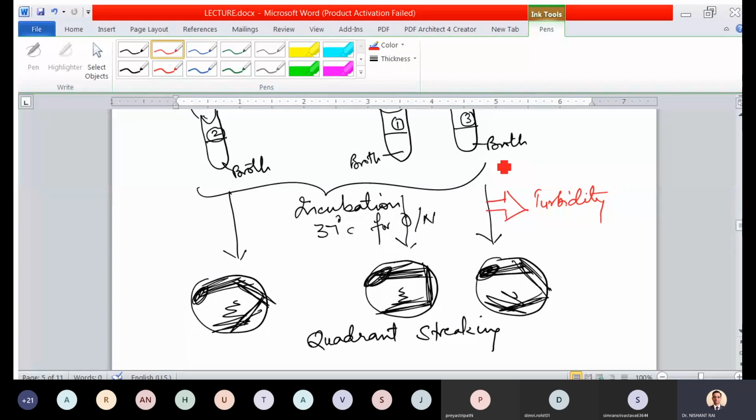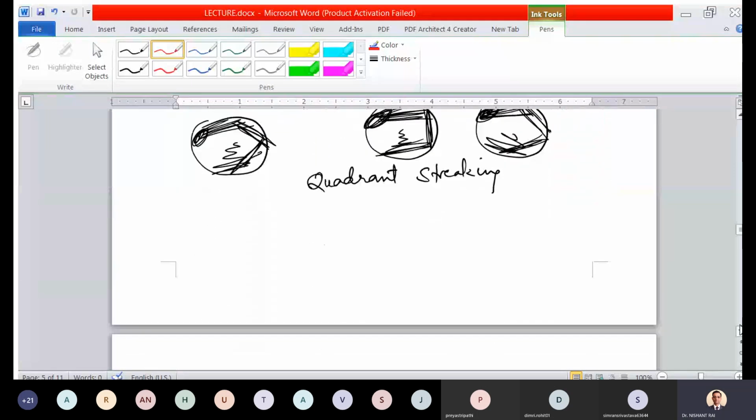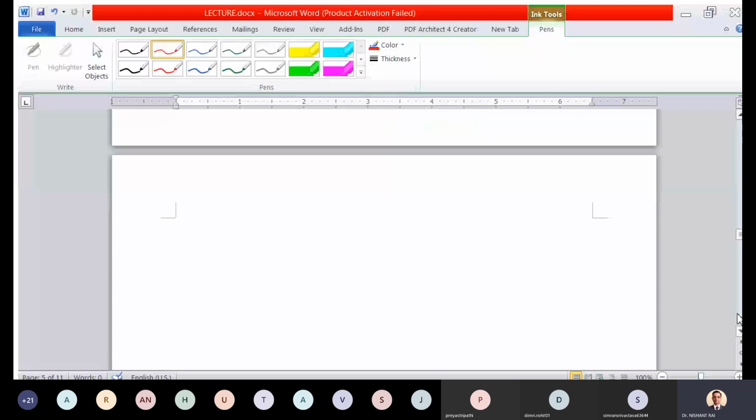and this turbidity confirms the growth of the bacteria. This will confirm that the bacteria have grown. Now you are assured that, okay, my test tube is containing the bacteria. Then you will transfer it onto the plate by the streak plate method, that is quadrant streaking, right? And again incubate all the plates at 37 degrees centigrade, again overnight. And after incubation, you will get the growth of the bacteria onto the plate.